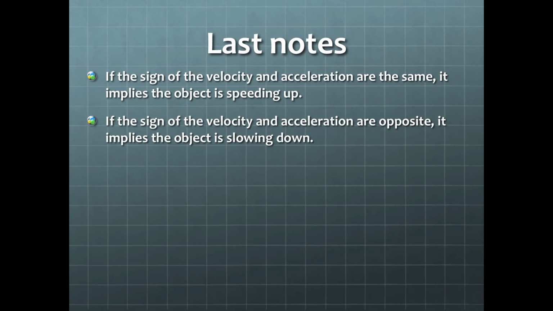Here are a couple last notes regarding acceleration. If the sign of the velocity and acceleration are the same, it implies the object is speeding up. If the sign of the velocity and acceleration are opposite, it implies the object is slowing down.